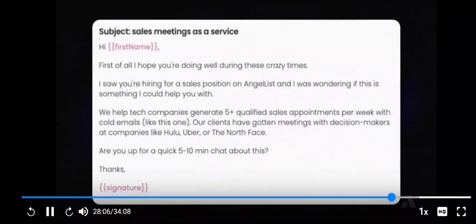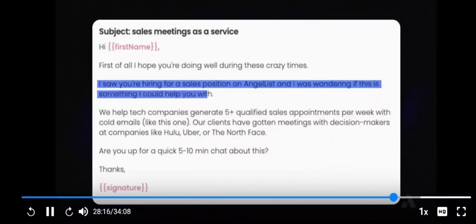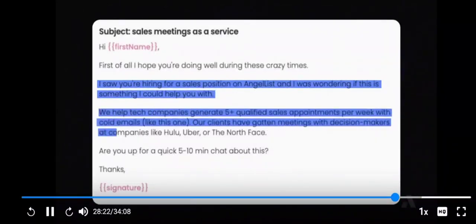The "take this needle out of my bag" strategy uses this trick. It shows that you understand their needs and are ready to help solve their problems. Lucas reached out to his prospect offering to boost their outbound channel by offering sales meetings as a service. He leverages a job post that he saw from this company in his email. "I saw you're hiring for a sales position on AngelList and I was wondering if this is something that I could help you with." Then Lucas goes in for the kill in his pitch by proving how he has created success for his clients in the past, complete with real examples of companies they have been able to get in touch with and help.